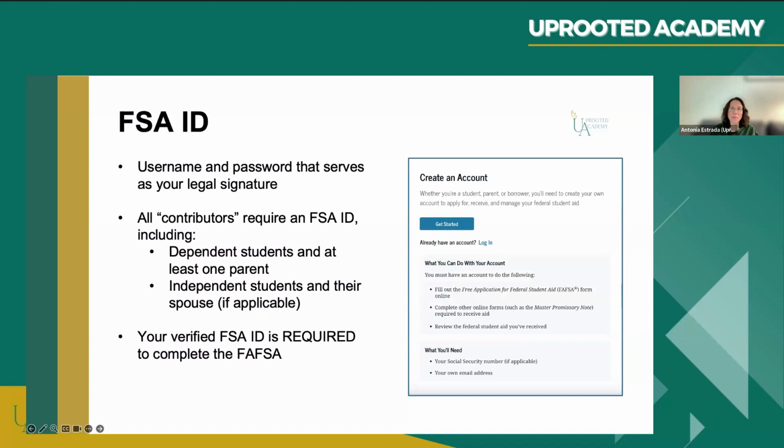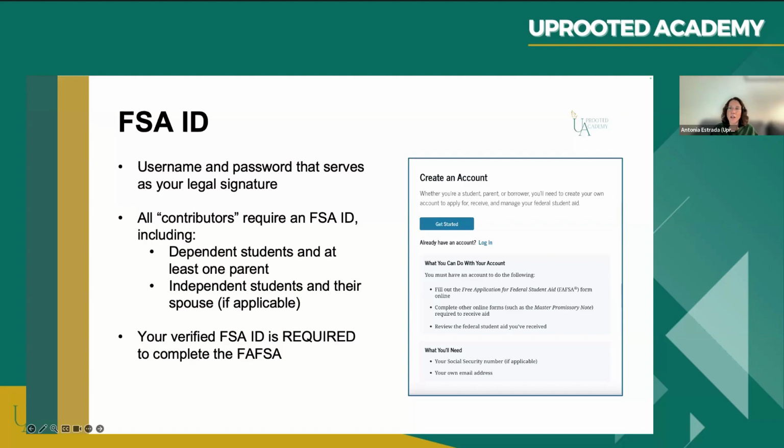Now let's talk about the FSA ID, which I've mentioned before. As I said at the beginning of the presentation, essentially it's your username and password for your studentaid.gov account that serves as your legal signature when signing and submitting the FAFSA. So all contributors require an FSA ID. The student is always a contributor on their own FAFSA.